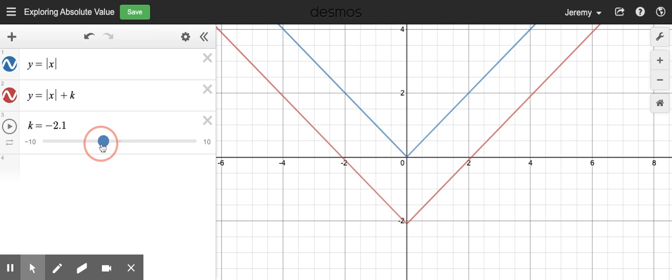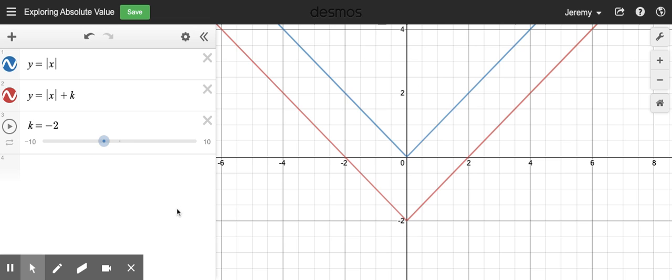And that is it for part 2 of this sequence.